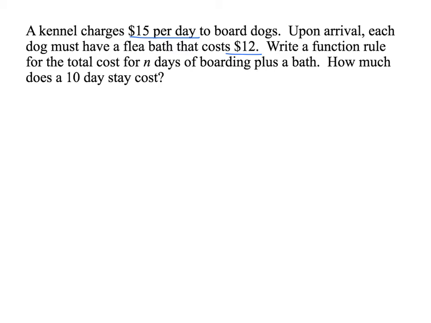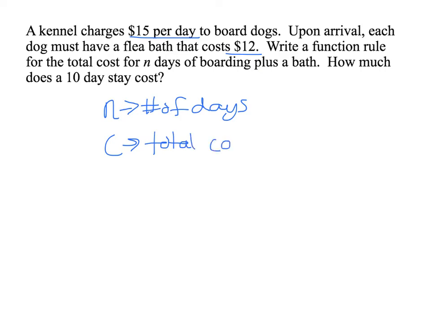So they're already telling you one variable. N is going to represent the number of days. And you need another variable. Write a function rule for the total cost. So I'm just going to say C is going to represent total cost. Okay, so let's see. The cost is going to be equal to, it charges $15 per day. So you're going to have 15, and then if N is the number of days, well, it's going to be $15 for each day, so 15N, and then plus the bath. And the bath is only a one-time thing, so it doesn't matter how many days they stay. They just pay $12 one time to get a bath. So that's your function rule.